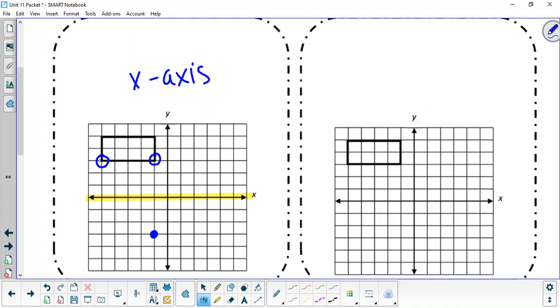Same thing for this point. 1, 2, 3. And if we look on the top ones, they are 1, 2, 3, 4, 5. And the last corner, 1, 2, 3, 4, 5. And then you connect the dots in your new shape, your new graph.